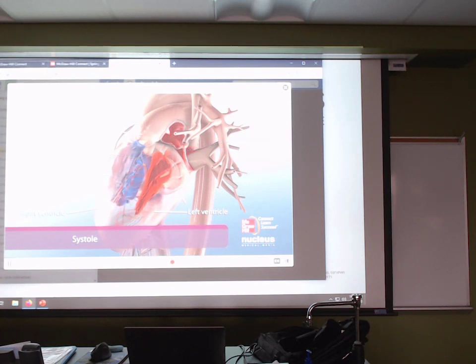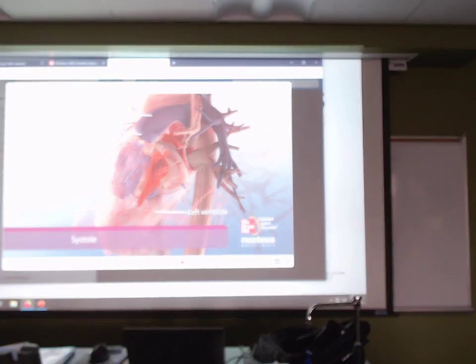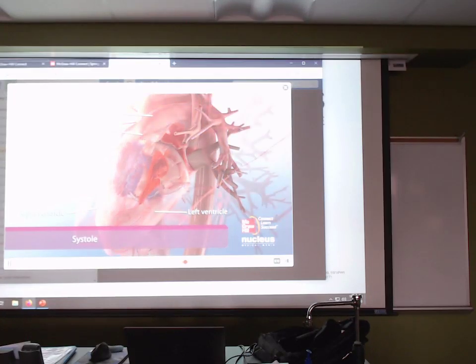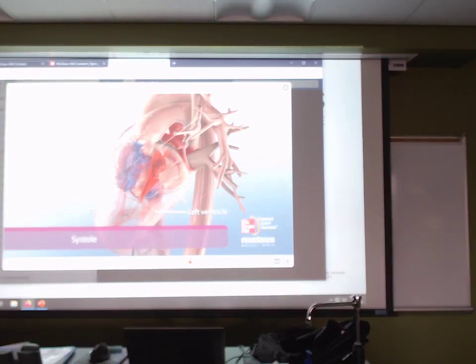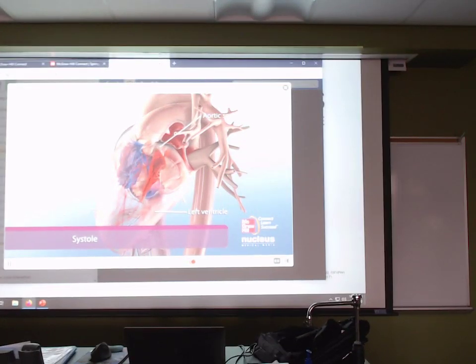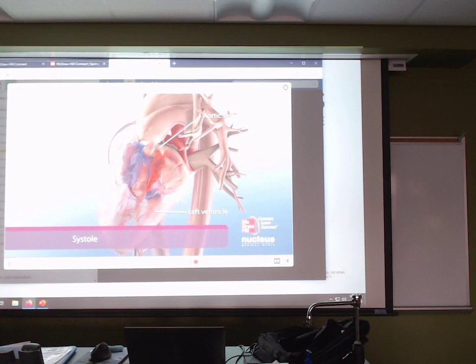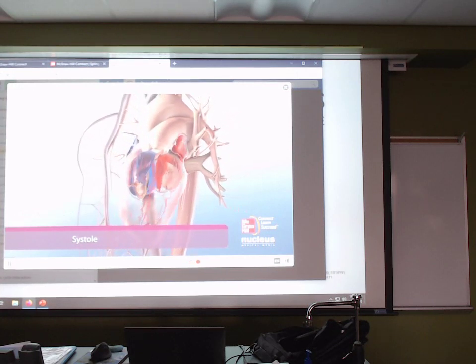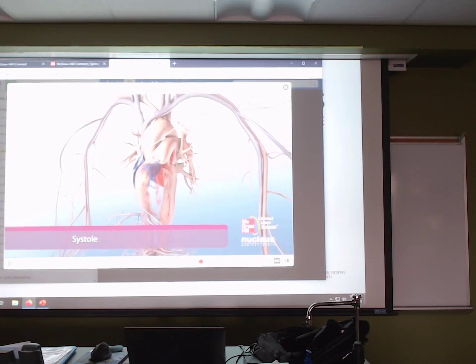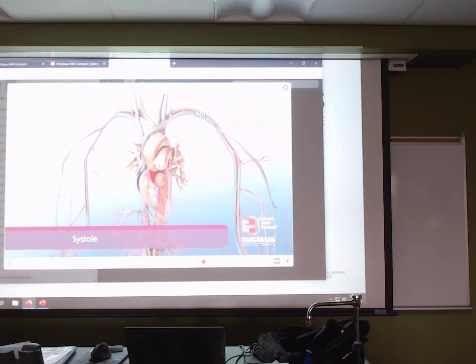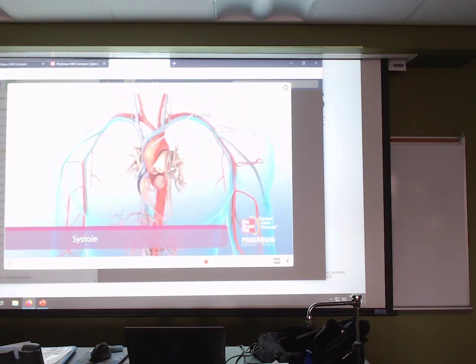The pulmonary semilunar valve opens and the right ventricle expels blood into the pulmonary arteries to the lungs. Likewise, the aortic semilunar valve opens and the left ventricle expels blood into the aorta and out to the rest of the body.